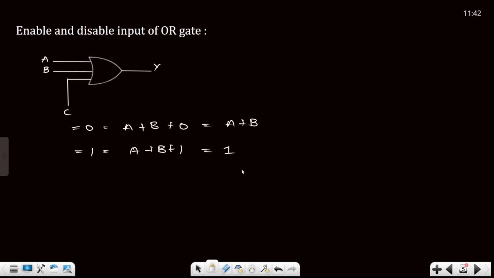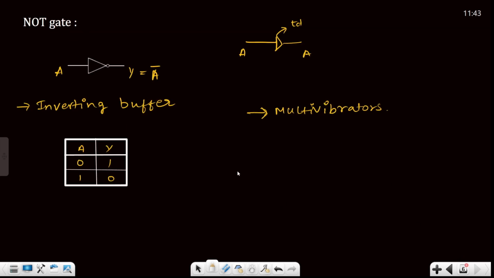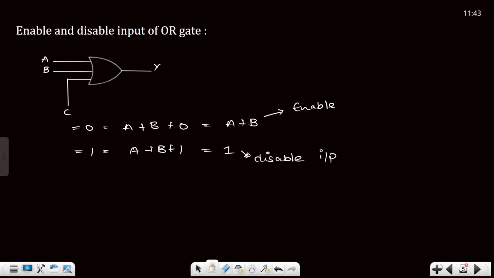Since 1 is given, for any change in input you will get only 1. So this will be the disable input of OR gate, and this will be enable, since there is change in output with respect to the change in input. So these are the enable and disable inputs of the basic gates. And NOT gate will not have any enable or disable, as it only has one input condition. So we will only have enable and disable input for basic gates only for AND and OR.